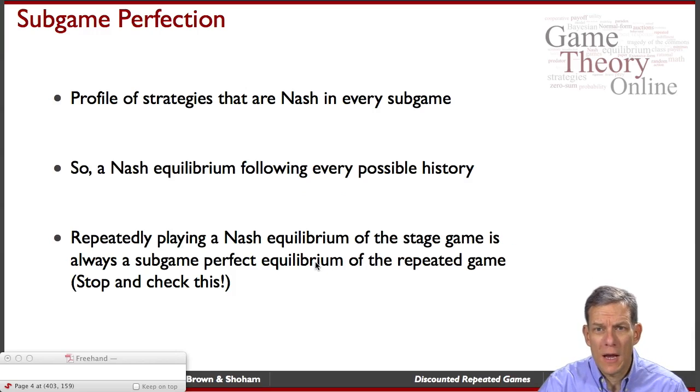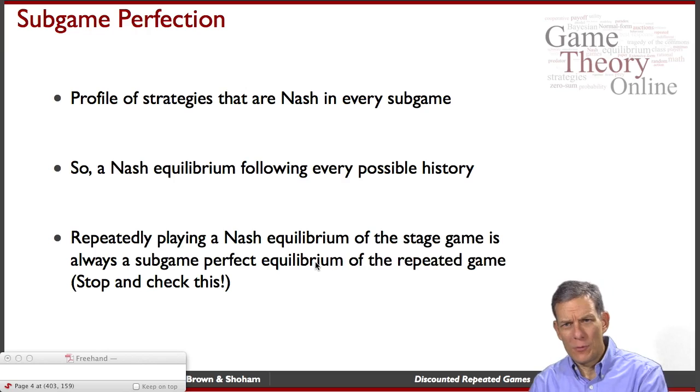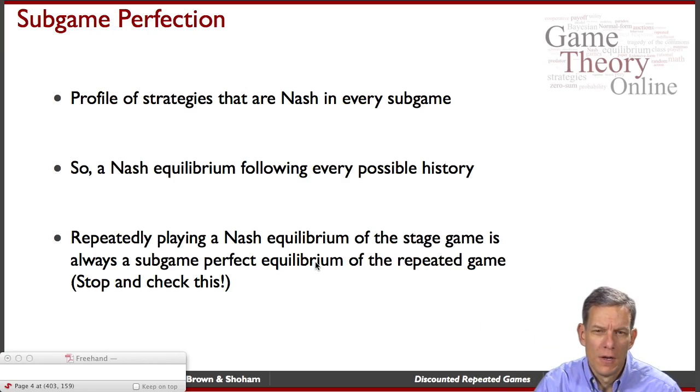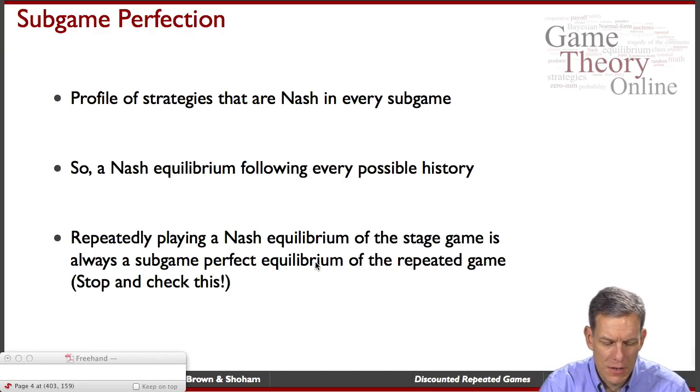Profile of strategies that are Nash in every subgame. What's a subgame here? Subgames just start in some period and talk about what remains. So it has to be a Nash equilibrium following every possible history. So if you take some history, start at that point, it has to be Nash for forever on. So strategies now are going to be specifications of what we would do in every situation, and then we've got Nash in every history.